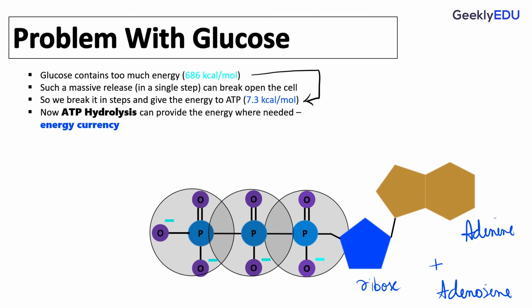So when you break these bonds, if you just break the last bond, you will have ADP plus phosphate and a release of 7.3 kilocalories per mole. Remember, one mole has 6.023 × 10^23 of these molecules. Now, how does that work?